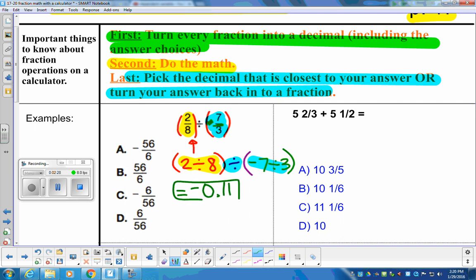So I'm looking for negative 0.11. I'm going to look at my answer choices over here and look for negative 0.11. So it has to be negative. So B is out and D is out. We know our answer has to be negative.